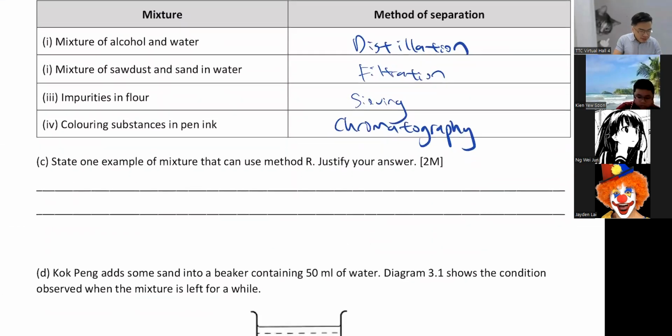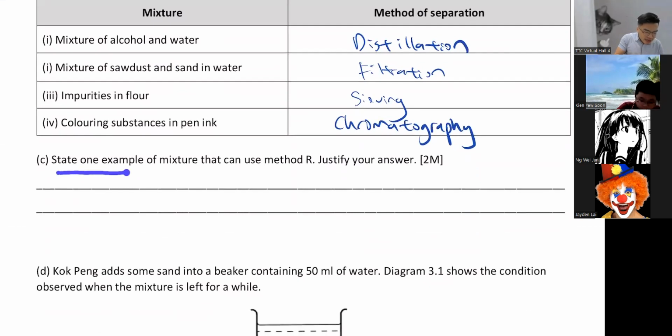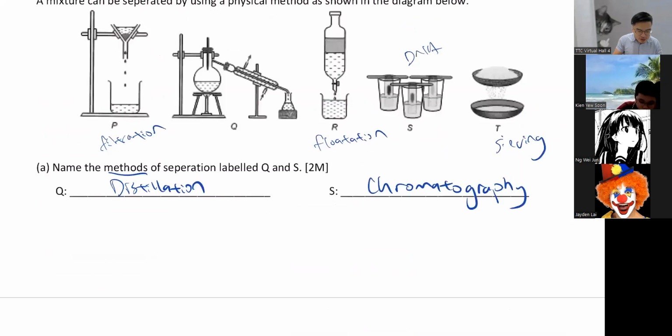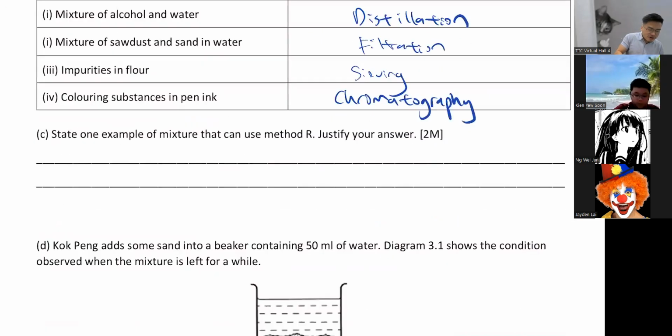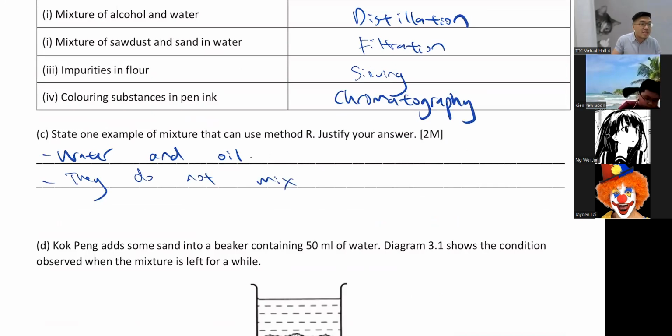Okay, anyway, next, C. State one example of a mixture that can use method R. Justify your answer. I mentioned this already. So who can use method R? It can be water and oil. Why? Because they do not mix. Or you can say oil floats on water. That can also work.